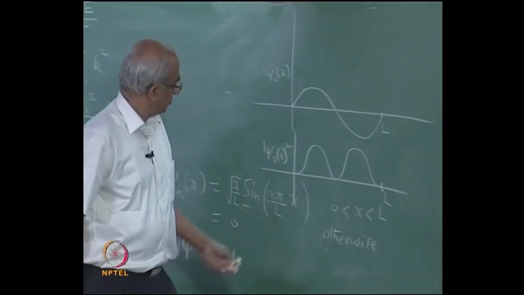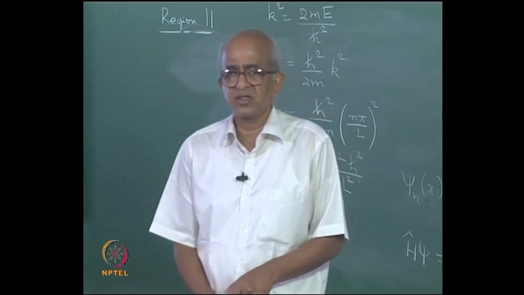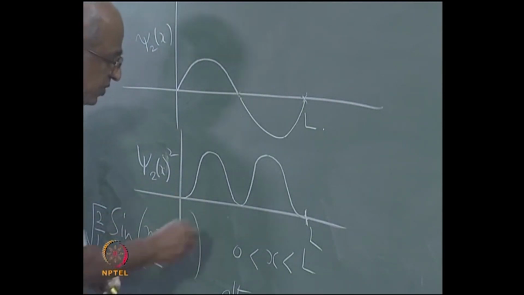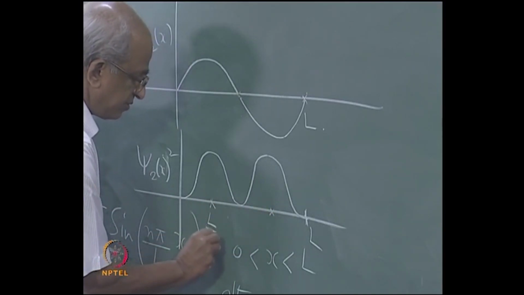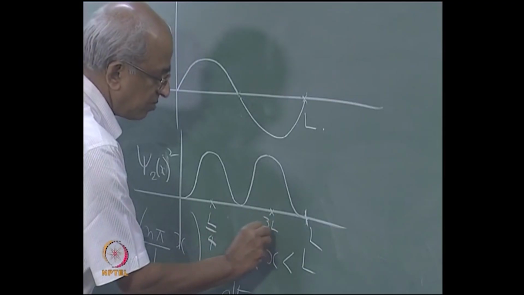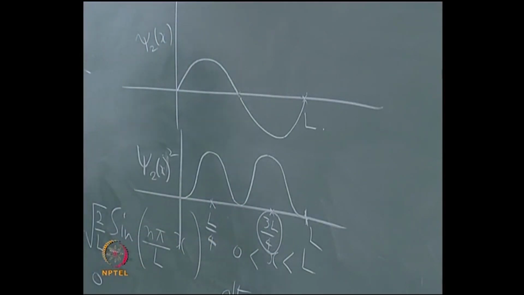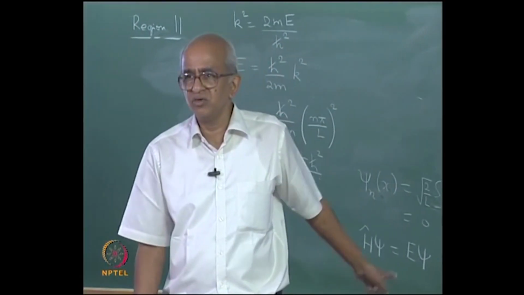This is the plot of psi 2 square, which is the probability density, and if you are asked the question what is the most probable position for the particle, you will say, well, in this case there are two most probable positions. So, one is this point and the other is that point. This will be L by 4, while that will be 3 L by 4, and right at the middle of the box the probability density for finding the particle is actually equal to 0.